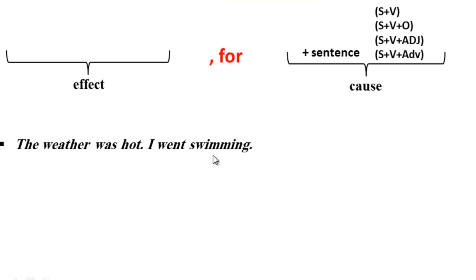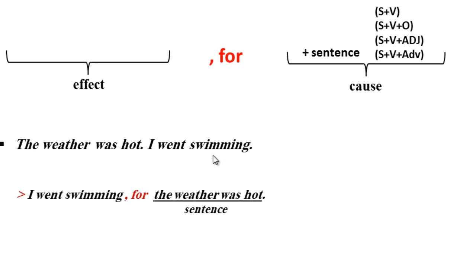Well, let us combine this pair of sentences using for to express cause and effect. So the sentence should begin with the effect, and the effect is I went swimming. I went swimming, comma, for the weather was hot. As you see, the cause is a sentence. The weather is the subject, was is the verb, and hot is the adjective.